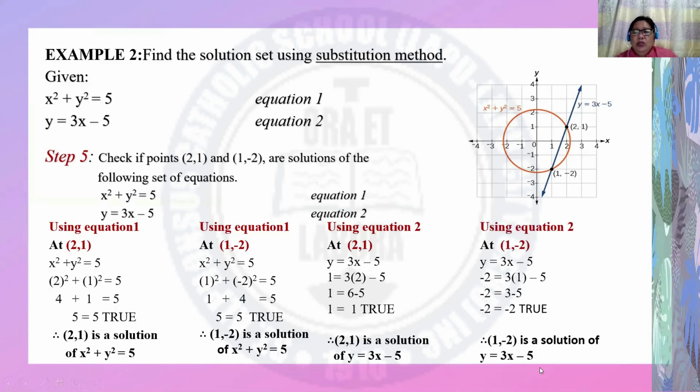And still using equation 2 at (1, negative 2), we have negative 2 is equal to negative 2. This is also a true statement. Therefore, the point with coordinates (1, negative 2) is a solution of y is equal to 3x minus 5. And the point with coordinates (1, negative 2) and the point with coordinates (2, 1) are really the solutions of the system x squared plus y squared equals 5 and y is equal to 3x minus 5.